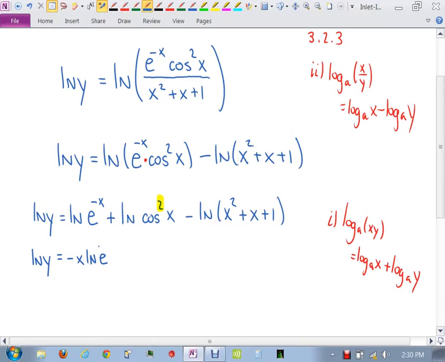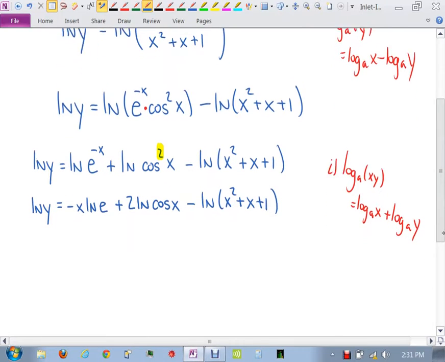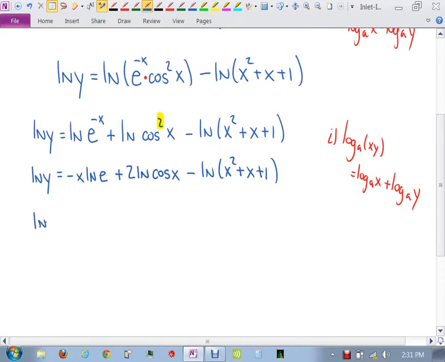So really, there's two ways to look at this. Natural log of e to the negative x, either they wipe each other out and you can just get negative x, or if you want to look at it this way, the negative x comes out in front and then natural log of e is 1. Either way, you get negative x. But I left it in there to show some of the work here. 2 natural log cosine x minus natural log x squared plus x plus 1. I'll go one more line. So I'm just going to make this a negative x plus 2 natural log cosine x minus natural log x squared plus x plus 1.